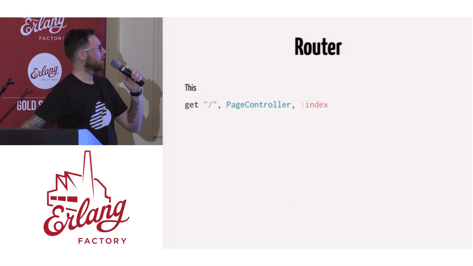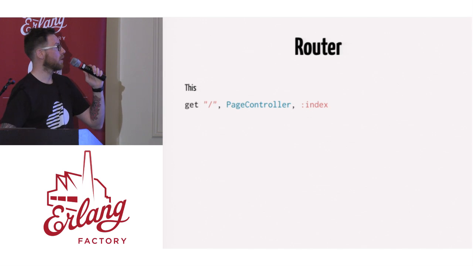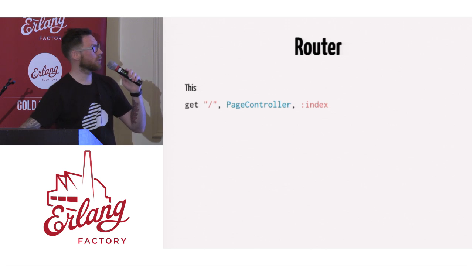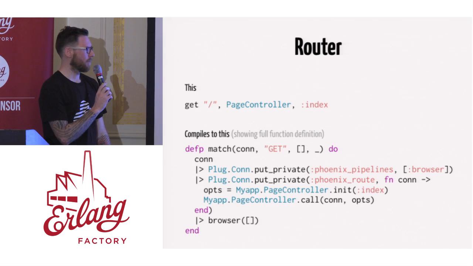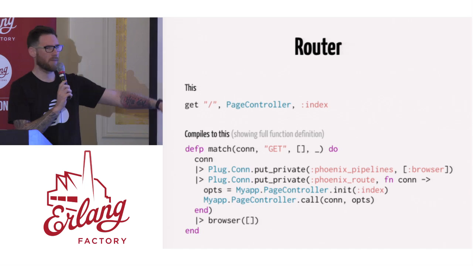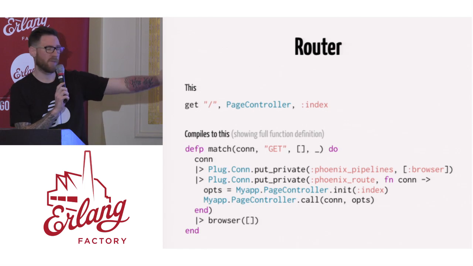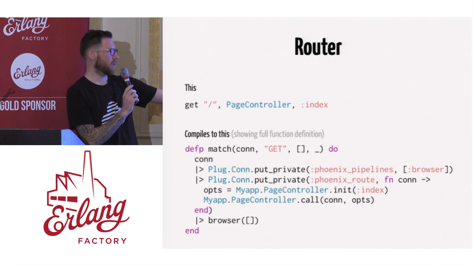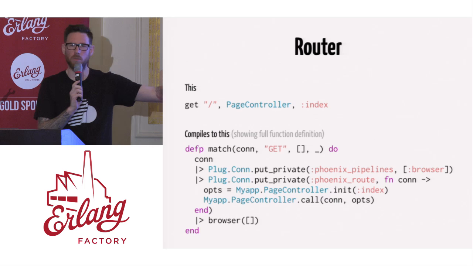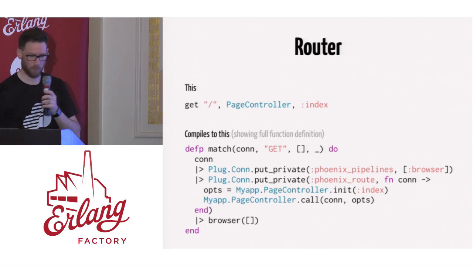So the next thing here is to show you exactly what it looks like in the bodies of those functions too. So something like get slash to PageController ends up compiling into this. And so we put some private information inside the connection, namespaced under the Phoenix namespace. And we're just basically setting up the controller to handle the action and piping that through.